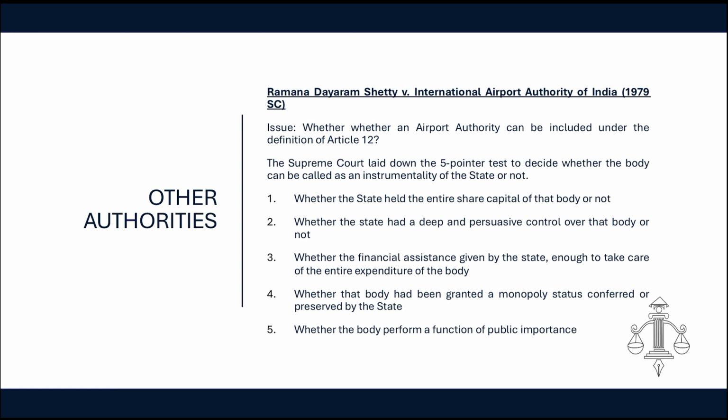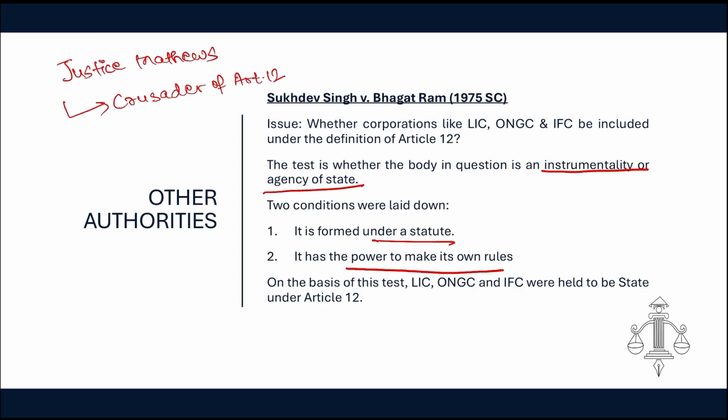Now again you can see we have used the term instrumentality of the state. This is the same term that was given by Justice Matthews in the previous case, Sukhdev Singh. Now you know why we call him as crusader of Article 12. He was the one who started this concept of instrumentality of state, and this has been followed till date also, right?